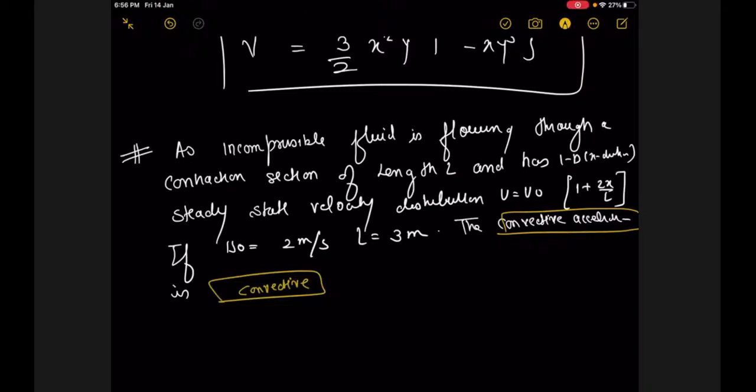So convective acceleration basically, when something is differentiated with respect to space, it is convective, and when something is differentiated with respect to time, then it is known as local acceleration. So this point you have to remember. When it is with respect to space, it is a convective acceleration, and when with respect to time, it is local acceleration. So try to solve this.